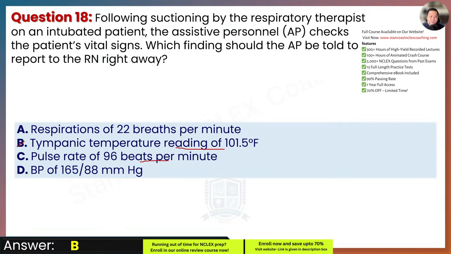What about letter D? Blood pressure of 165/88. This reading is elevated, but post-suctioning, BP can also spike briefly due to the stress, maybe pain and agitation. And unless the patient is showing signs of distress, let's say confusion or maybe chest pain, or worsening dyspnea, this isn't as concerning as the fever that we are looking at in option B. So, final takeaway here: the temperature that is elevated is really concerning because it means that there is infection going on. This can progress to VAP and sepsis.